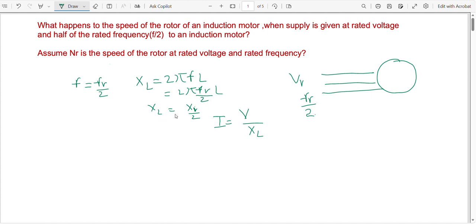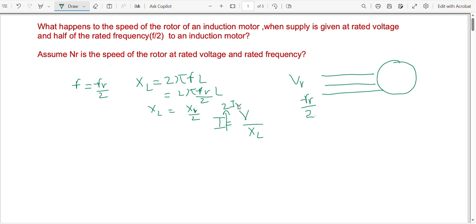Now the XL is decreased by 2 times. The current will increase by 2 times. If we consider the saturation, then the current will be more than 2 times. So when the current is 2 times the rated current, it will generate overheating.